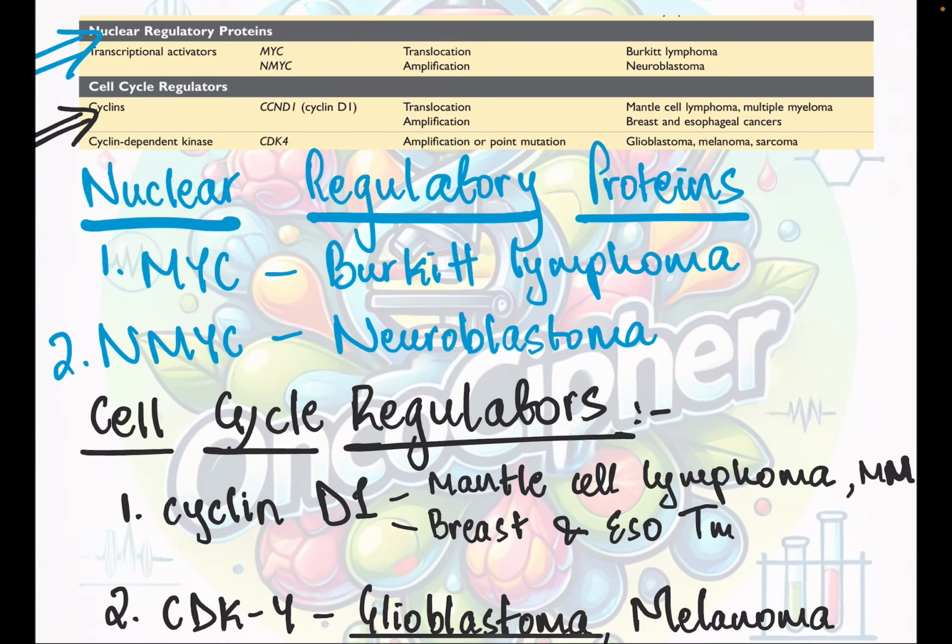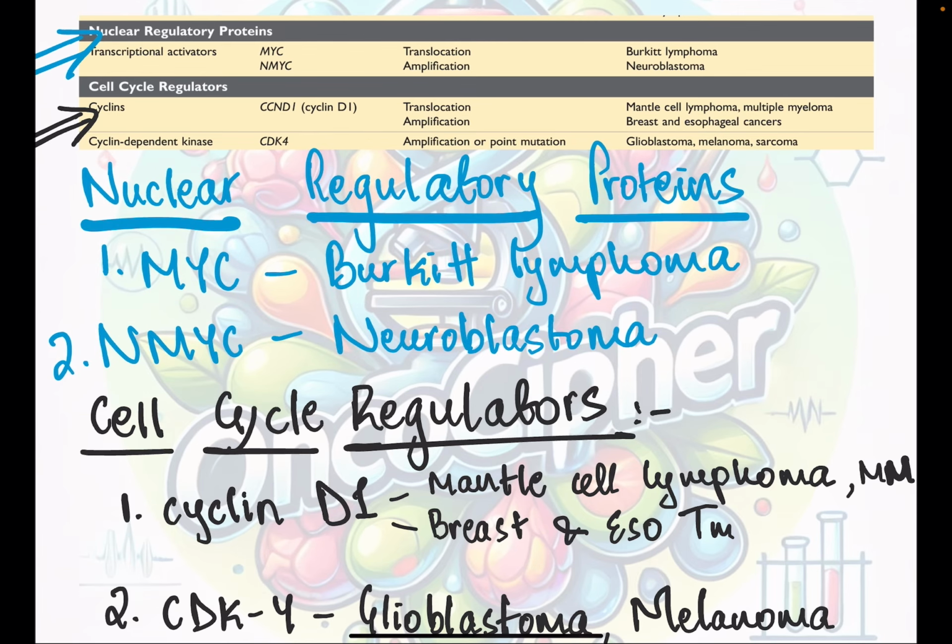Finally, we have the nuclear regulator proteins, MYC, the translocation of which causes Burkitt's lymphoma, and N-MYC, the amplification of which causes neuroblastoma. Next, we have cell cycle regulators. Cyclin D1 translocation as well as amplification leads to breast and esophageal tumor, also mantle cell lymphoma and multiple myeloma. Finally, we have CDK4, which causes glioblastoma or melanoma.